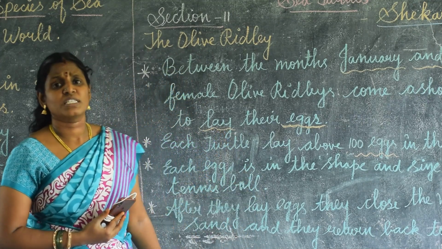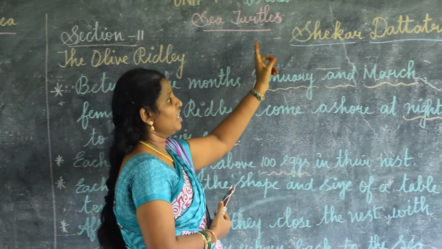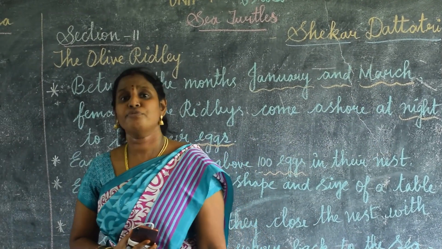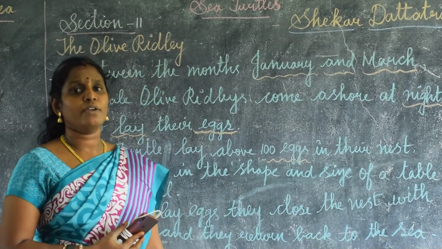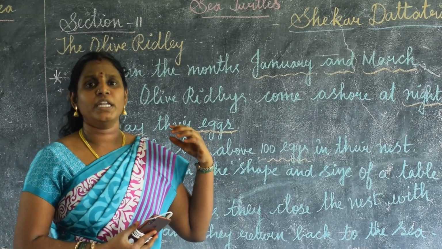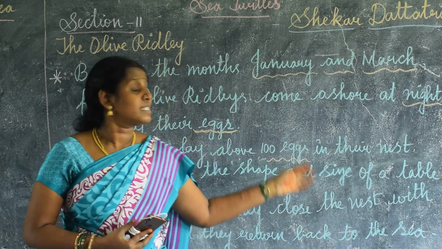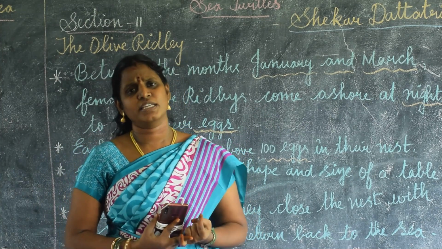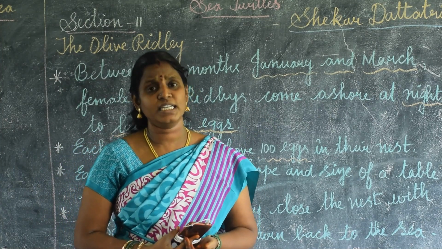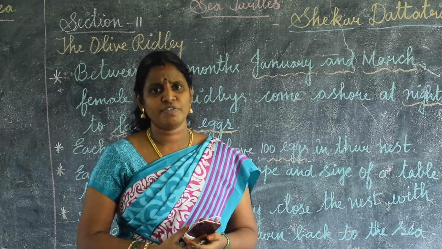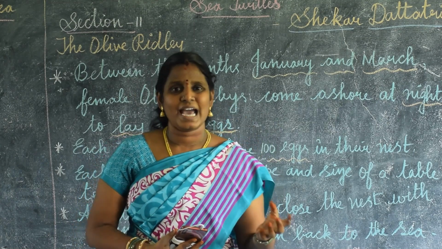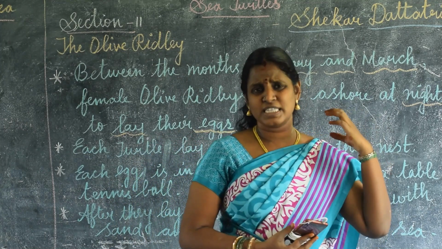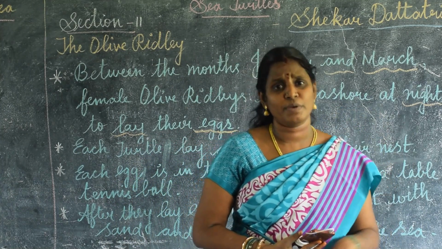Then this lesson was written by Shekhar Dhatri. He is a wildlife cinema photographer and also a wildlife article writer. He got many awards also. The lesson is divided into 3 sections. In the first section we see how many species of sea turtles there are in the world, in the second section we see how they lay eggs and the hatching, and in the third section we see how they face danger and how we can prevent it.